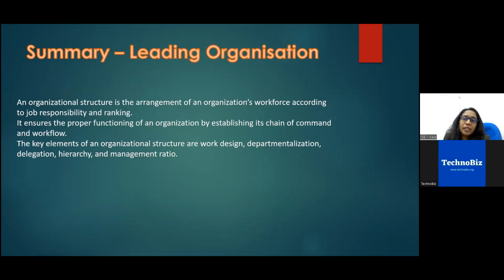Okay, the summary of leading the organization. An organizational structure is the arrangement of an organization's workforce according to job responsibility and ranking. It ensures the proper functioning of an organization by establishing its chain of command and workflow. We have already learned about the key elements of an organizational structure: work design, departmentalization, delegation, hierarchy, and management. We are almost at the end of this slide, so I'd like to summarize further.